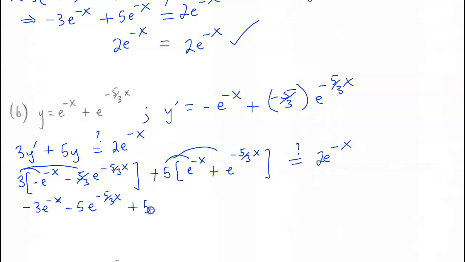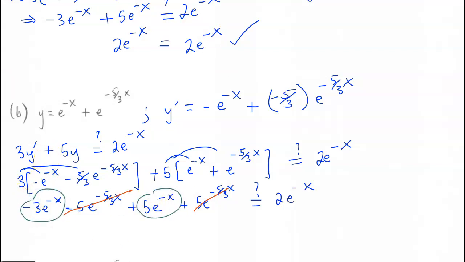And that will give us a plus 5e to the minus 5x plus, we have 5e to the minus 5/3 x. And again, does that equal 2 times e raised to the x? From here, we see that this minus 5e to the minus 5/3 x and this positive 5 times e to the minus 5/3 x cancel to 0. And of course, what we have left here, if we were to combine like terms, would just end up being a positive 2e to the minus x.